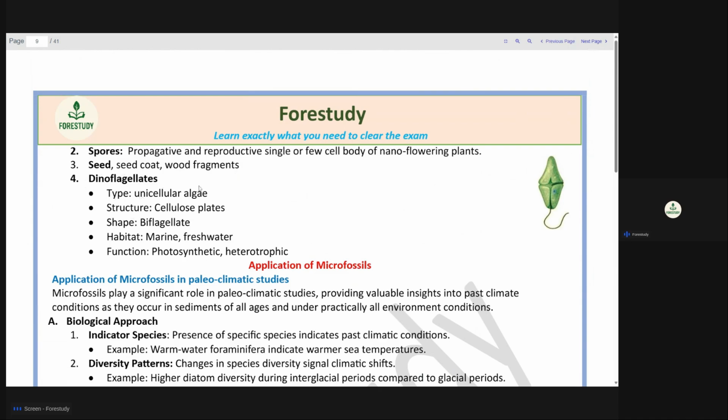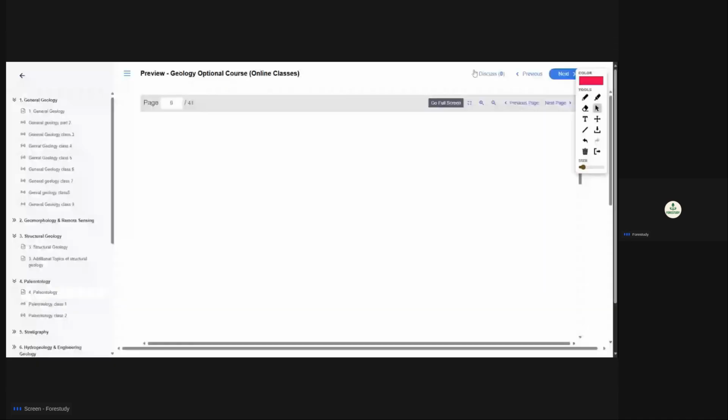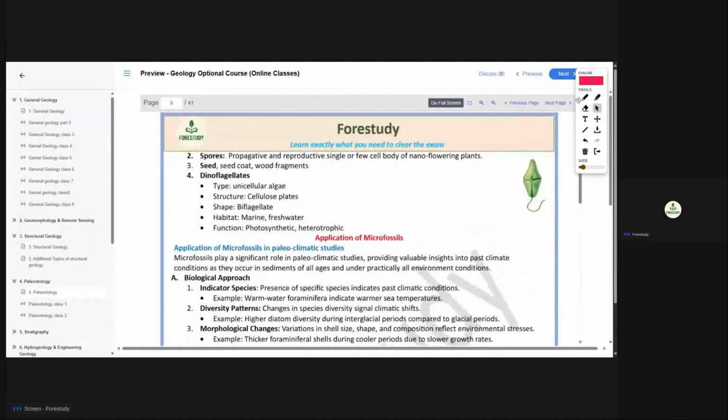Dinoflagellates: the type is unicellular algae. Structure is cellular plates. Shape is biflagellate. It contains two flagella. Flagella means, for example, say this is actually a flagella. It helps the organism for navigating in the water.